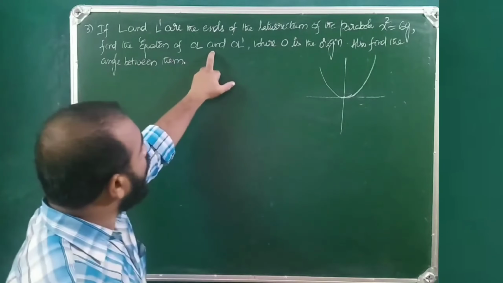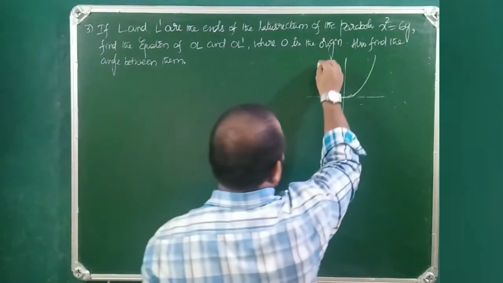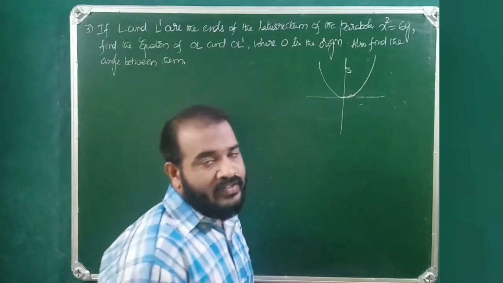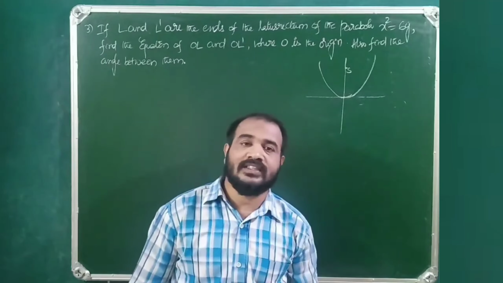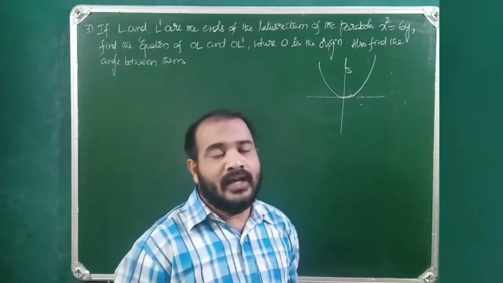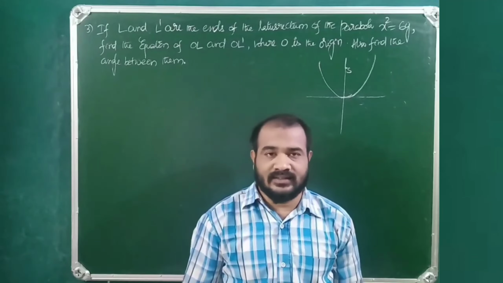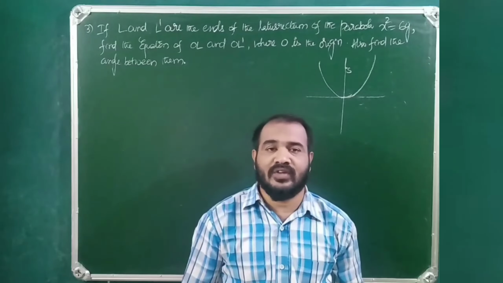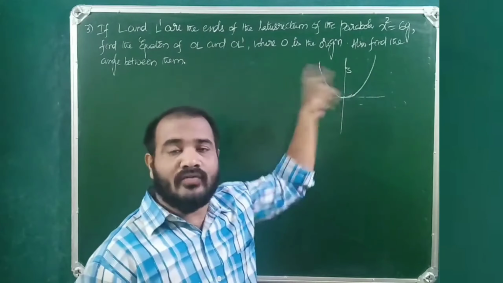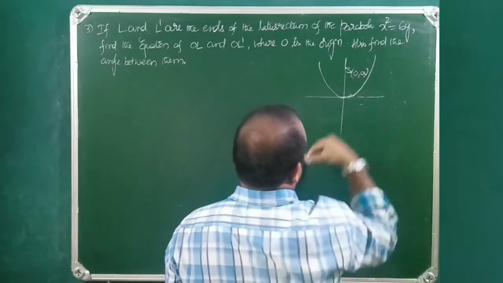Find the equation of OL and OL dash, where L and L dash are the ends of the latus rectum. That means, for example, the focus for y square equals 4ax is (a, 0), because the axis lies on the x-axis, and on the x-axis the y coordinate is 0. But here the axis is the y-axis, and on the y-axis the x coordinate is 0. Therefore the focus is (0, a).